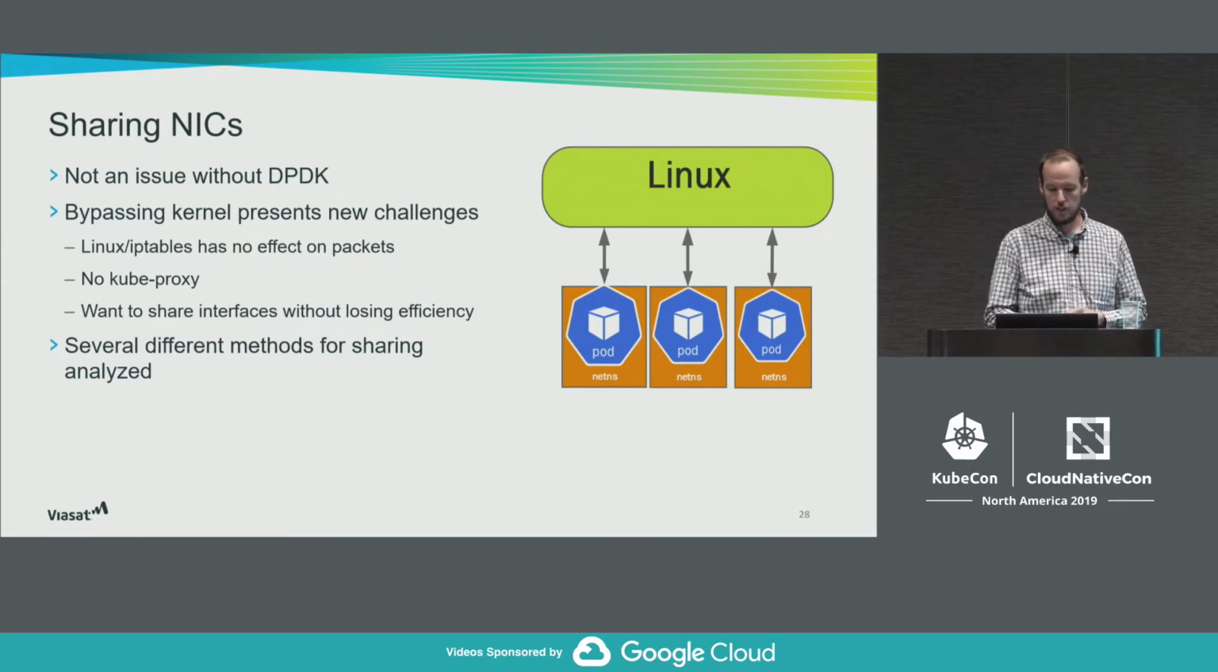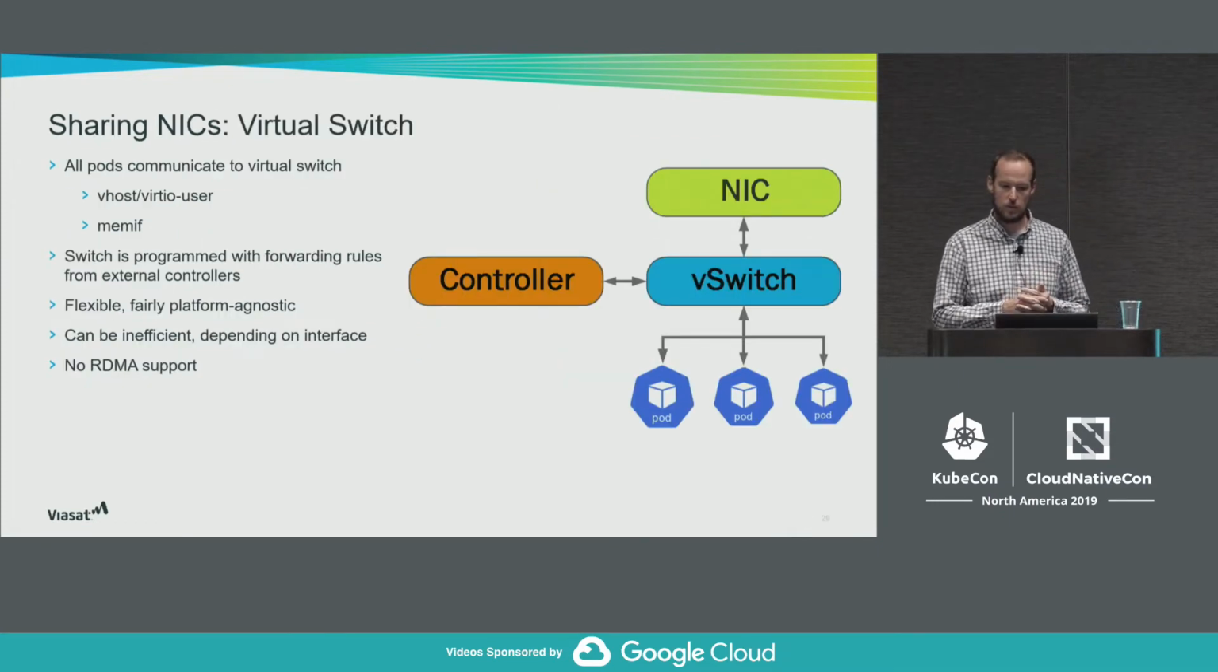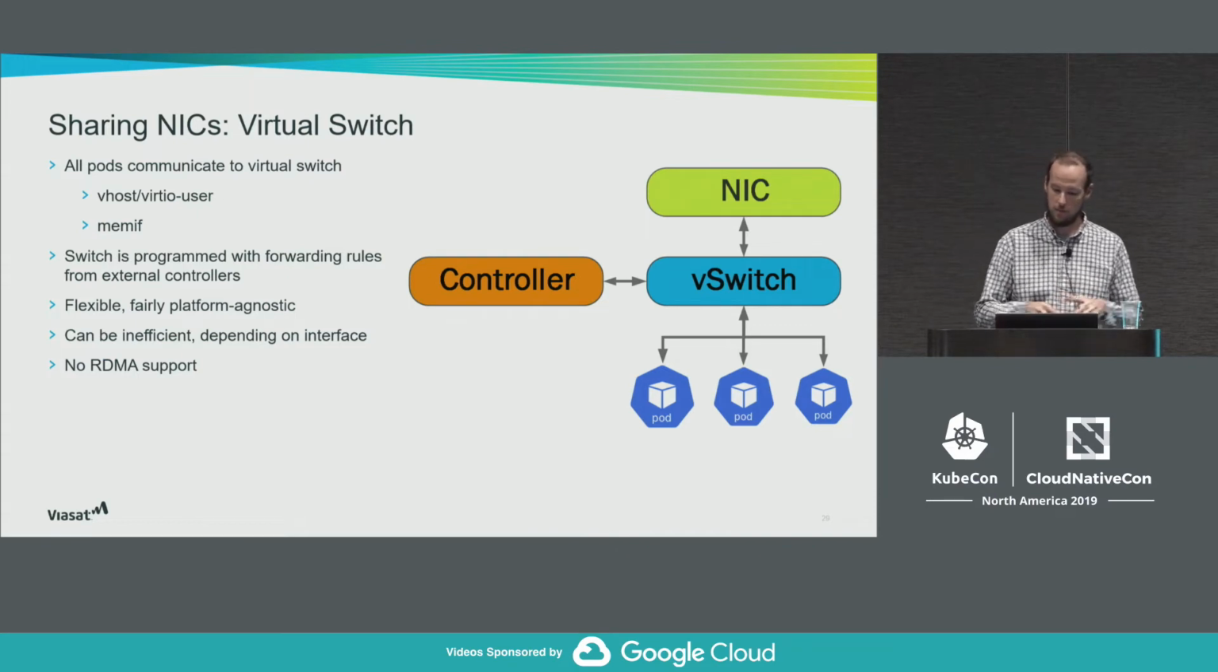And also, if you're using DPDK, you want to share the interfaces without losing efficiency. Otherwise, you wouldn't be using DPDK. So we looked at 3 different methods for doing this. The first was a virtual switch. With a virtual switch, all the pods will communicate from their network namespace to the virtual switch over some interface, which then hits the NIC.